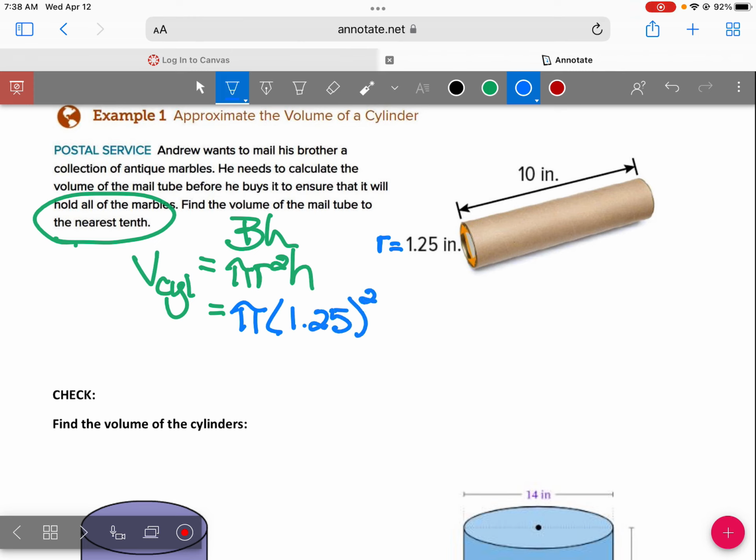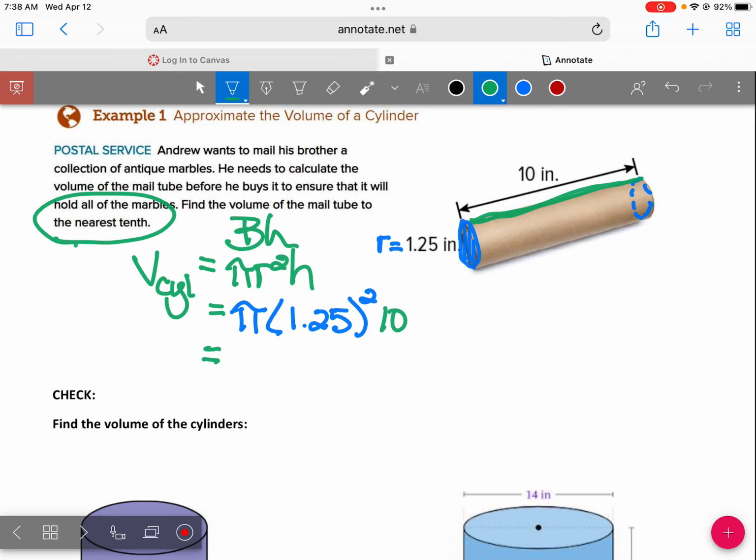squared. Here's the area of my circle. Here's my base, here's my other base up here. Times what is the height? The height is the distance between the two bases. So what is my height? 10. There's my height, times 10. So grab a calculator. Pi times 1.25, square that, times 10.